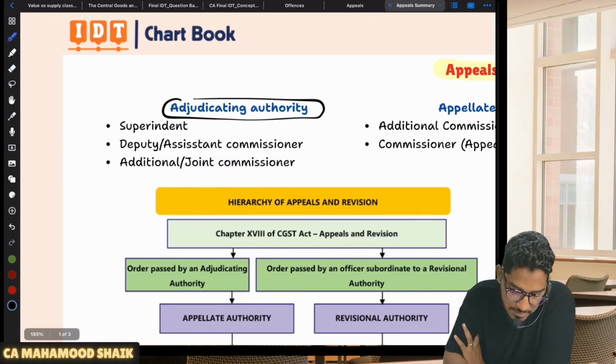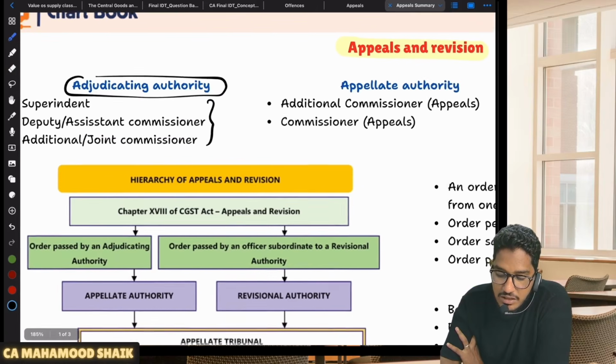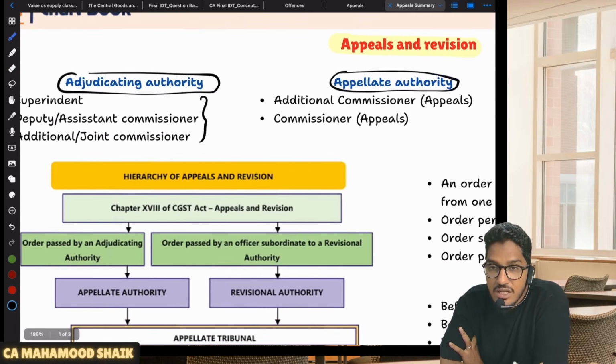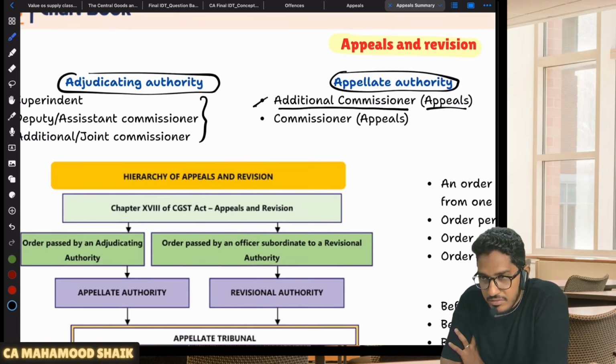So now these people have given the orders. Now you want to go for appeal. You will make an appeal with an authority called appellate authority. Sir, who will be that appropriate person with whom you can go for appeal? So there will be additional commissioner appeals. There will be an officer, additional commissioner appeals, with him you will file the appeal. Or there will be commissioner appeals, with whom also you can file the appeal.